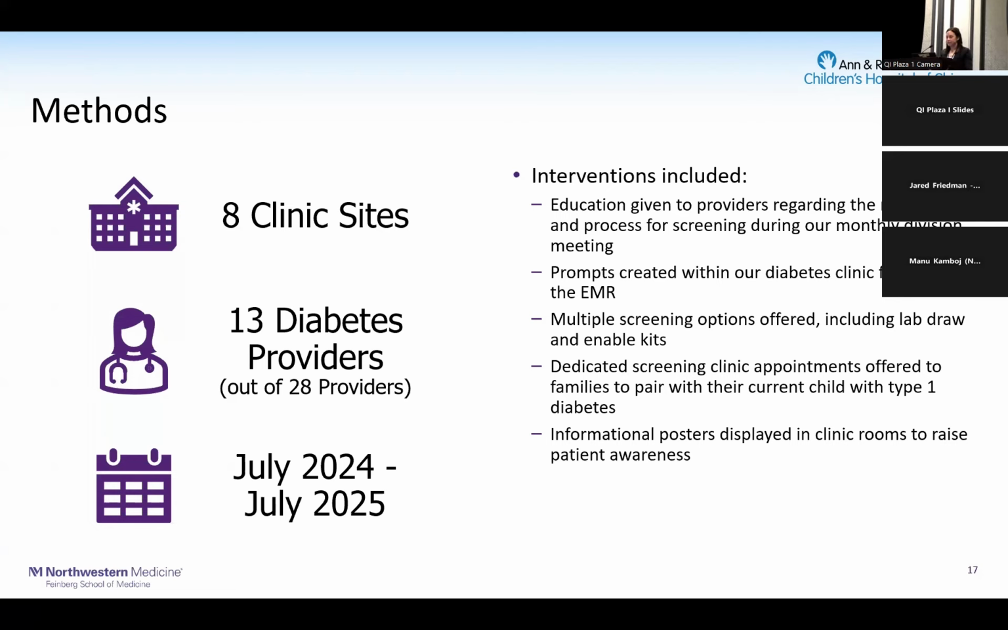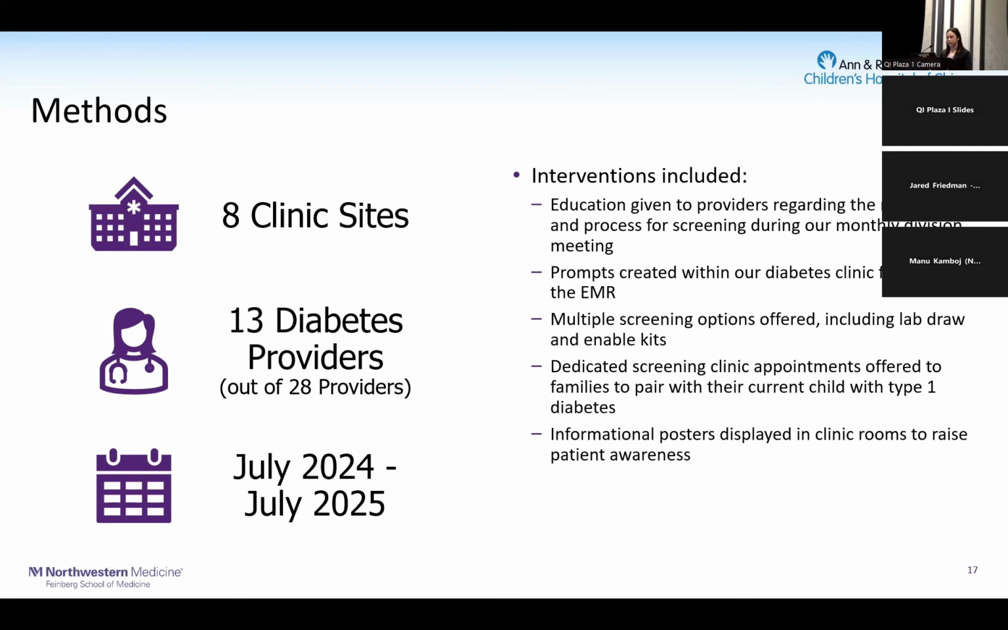So the interventions that we decided to focus on were, 1, education given to providers in our department regarding the rationale and process for screening during our monthly division meeting. We were concerned because a lot of the providers we work with don't all see diabetes patients. So when we were addressing this, we said we need to educate the other providers on why this is so important.